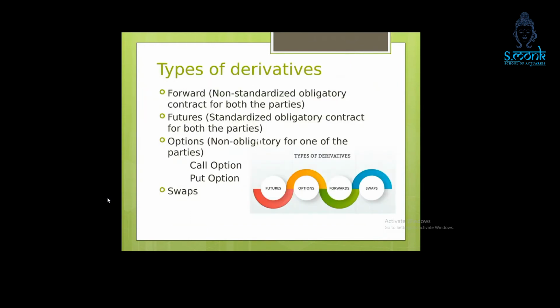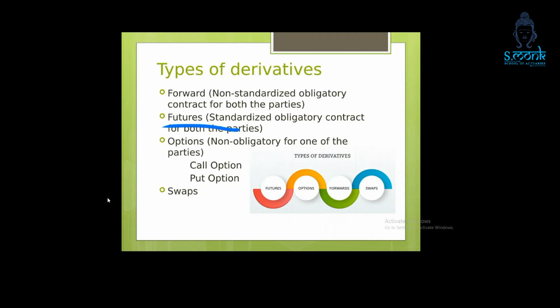Next type of a derivative is a future derivative. A future contract is a legal agreement that obliges the buyer to purchase the asset and obliges the seller to sell that asset at a predetermined future price and date. But wait, doesn't this sound familiar? Isn't this how a forward contract works?